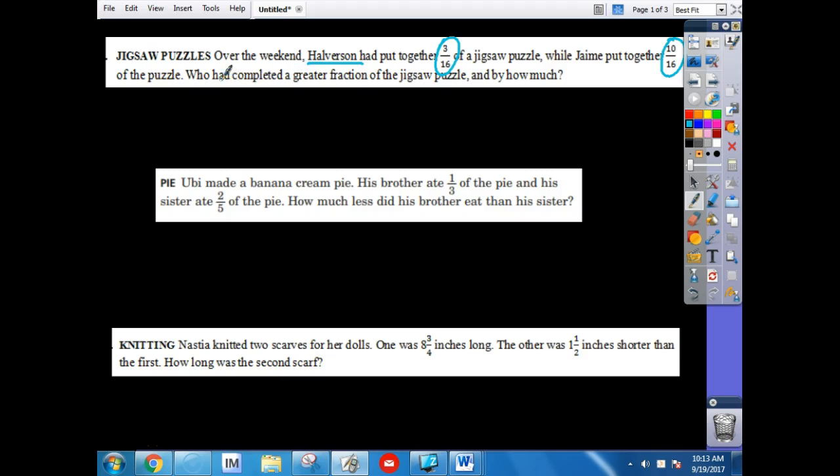Anytime they're asking about who had the greater fraction, the taller length, the longest distance, and they're giving you two of them, hopefully that triggers subtraction in your mind. This is going to be a subtraction problem, and we have like denominators here, which is nice. I'm just going to say the bigger one minus the smaller one.